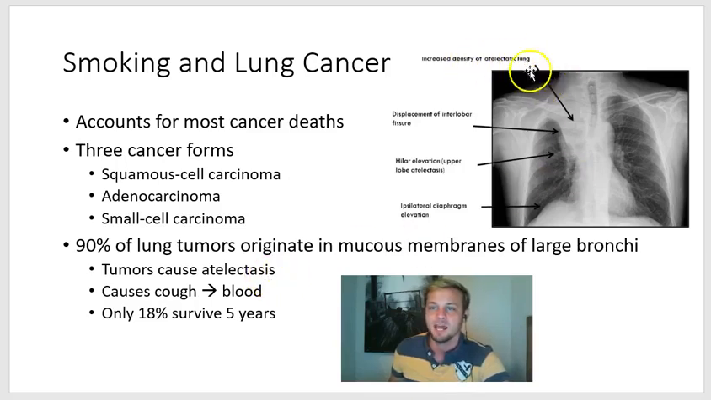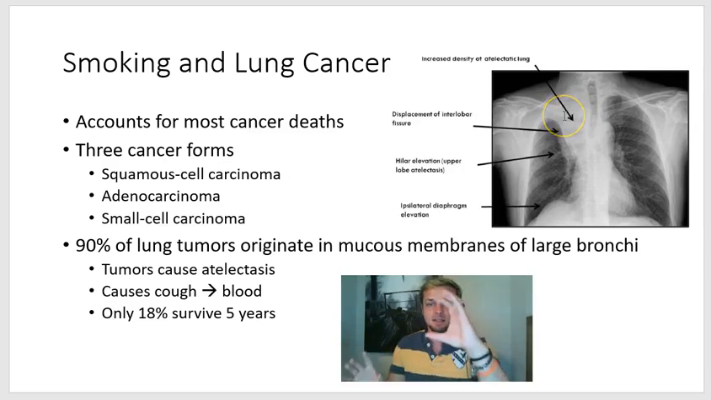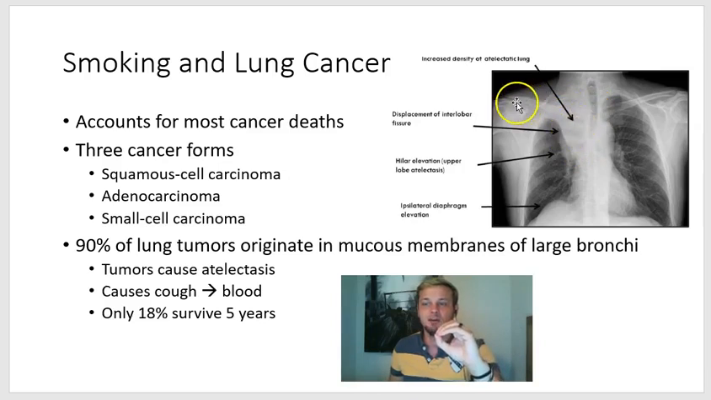Here, you can see the atelectatic lung, where this bronchus got blocked, and then that lung collapsed and is now looking much denser. Like, it looks almost as dark as a bone, right? Versus your normal lung looks very hollow and filled.